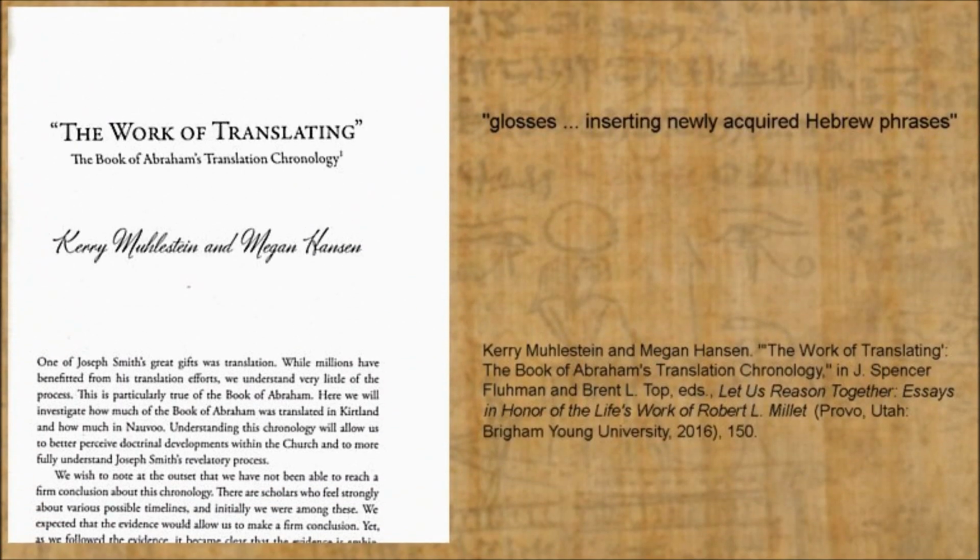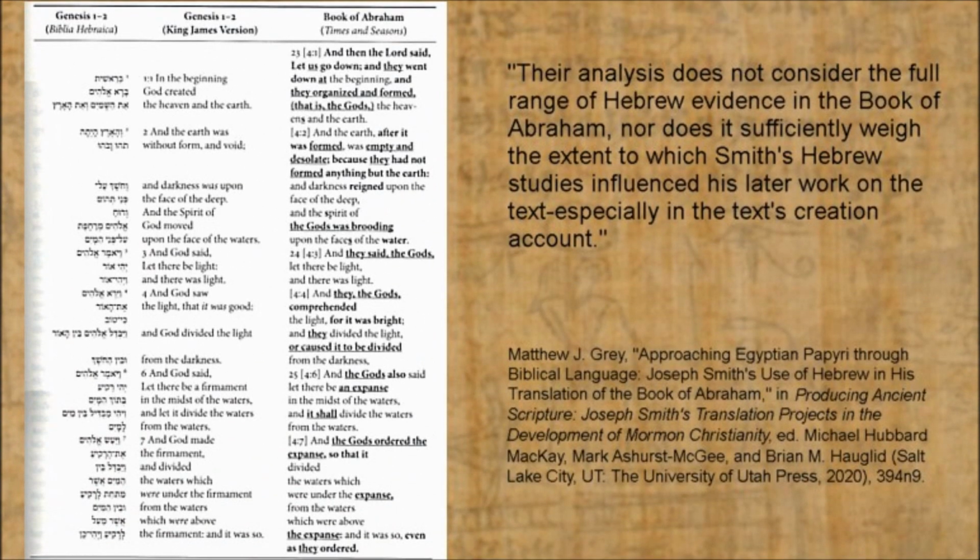Responding to a 2016 article in which Muhlestein and co-author Megan Hansen asserted that the Hebrew elements in the Book of Abraham are minor glosses, Hebraist Matthew Gray, who is also a professor of ancient scripture at BYU, said that their analysis does not consider the full range of Hebrew evidence in the Book of Abraham, nor does it sufficiently weigh the extent to which Smith's Hebrew studies influenced his later work on the text, especially in the text's creation account. In other words, the Hebrew words and Hebrew-inspired phrases are not glosses, but are integral to the text.